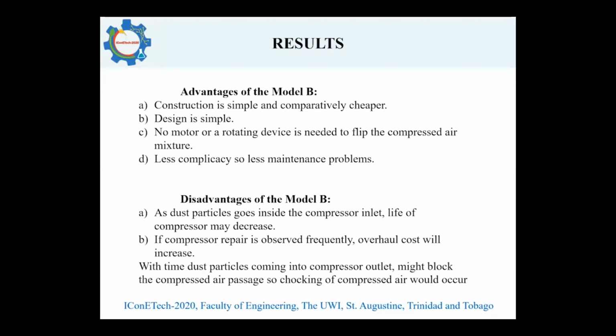Whereas Model B has a big disadvantage, which is when particles are returning back to the compressor, there is a possibility of replacing the compressor after a certain period of time, and this is included as an overhaul cost. Also, with time, dust particles coming into the compressor outlet might block the compressed air passage, so choking of the compressed air would occur under such circumstances.